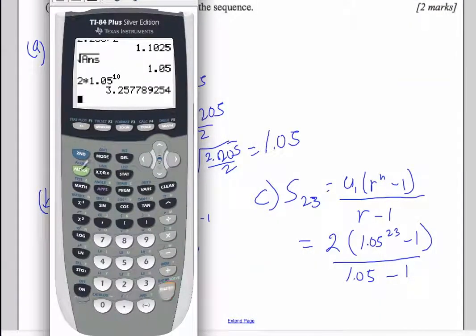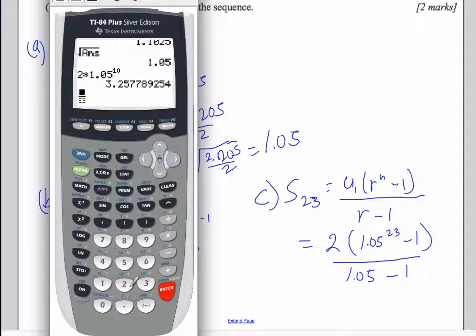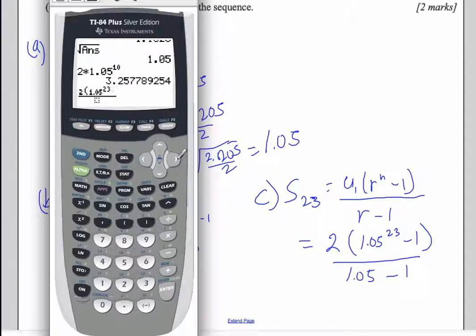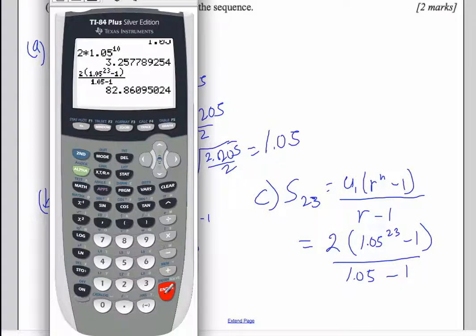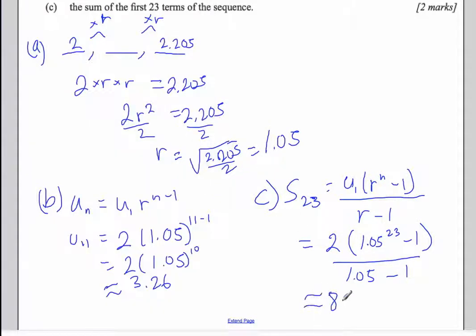Easiest thing to do is alpha y equals, and we get 2 times 1.05 to the power of 23 minus 1, out of 1.05 minus 1. We get 82.9. So that's about 82.9.